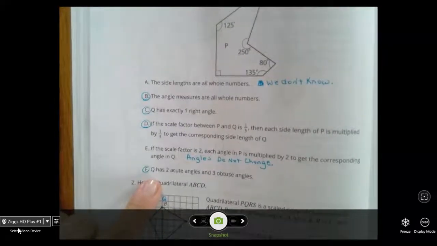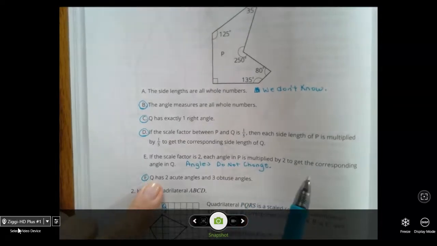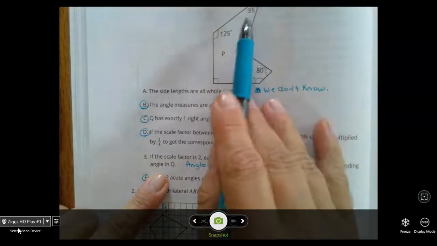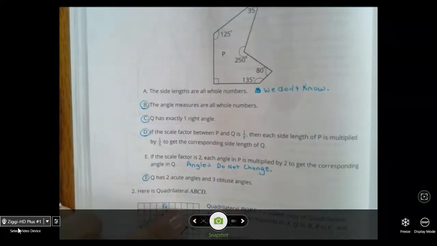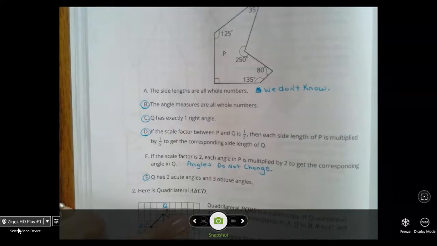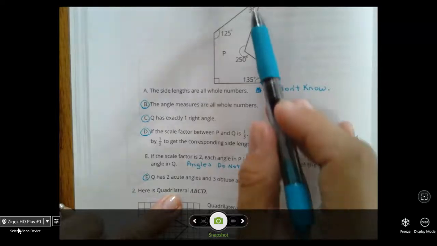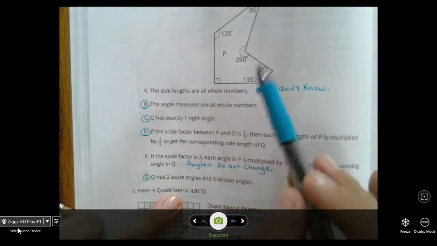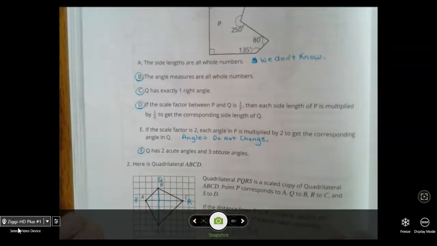E. If the scale factor is 2, each angle is multiplied by 2. No, the angles never change. These angles will be the same measure in polygon Q. And Q has 2 acute angles and 3 obtuse. Well, it does have 2 acute, meaning smaller than 90, and obtuse are larger than 90. It has 3 obtuse, 2 acute, so that is true. Okay, so B, C, D, and F.